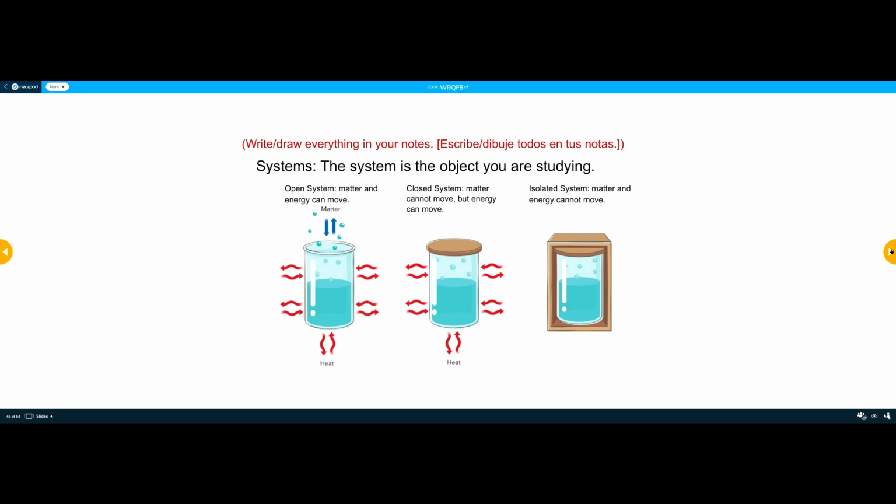Second, we have a closed system. This is where matter cannot move, but energy can move. The easiest example of this is any sort of item with a lid.